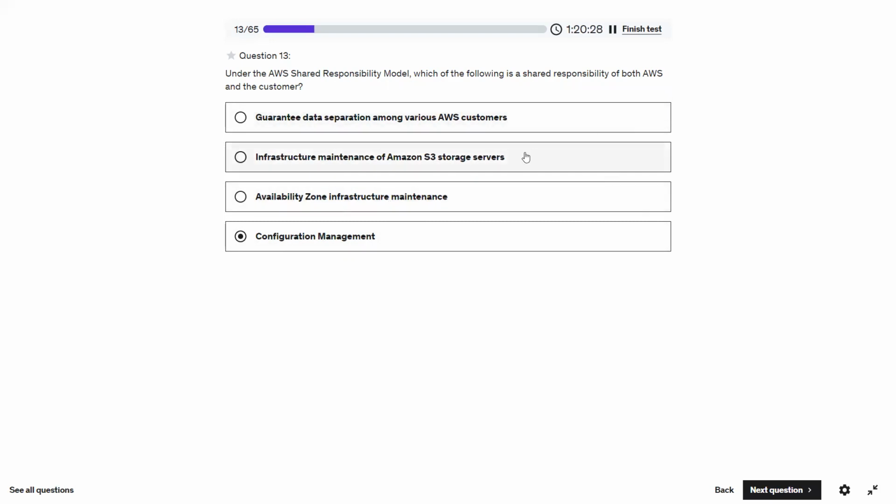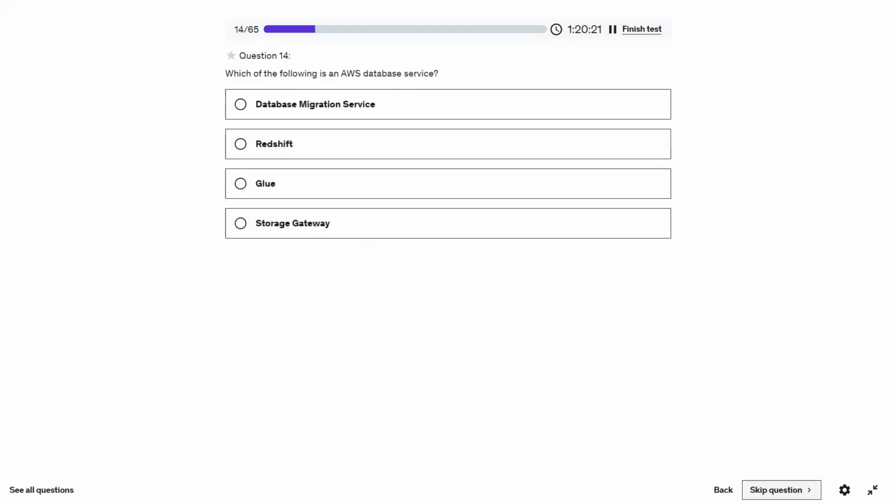So configuration management is the shared responsibility between both AWS and the customer. It's not only for the customer, not only for AWS.